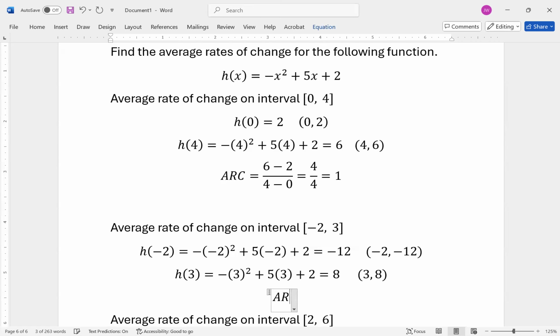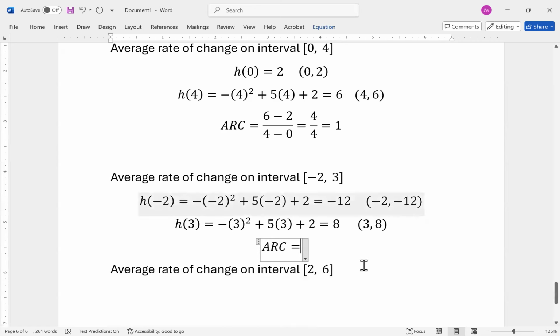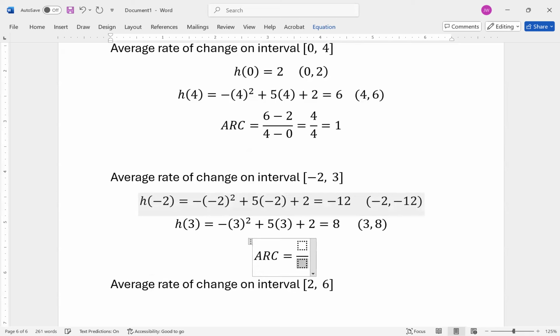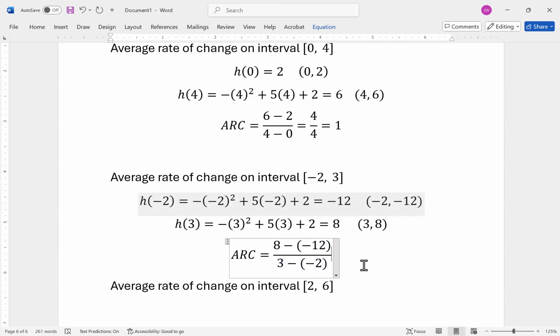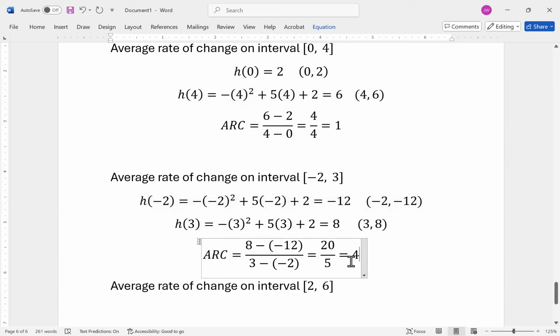Now I'm ready to find the average rate of change. The average rate of change for this function on that interval can be calculated by taking 8 minus -12 divided by 3 minus -2. That's 20 over 5, which is 4. So while on both sections, on average, we are increasing, we're increasing at a much faster rate over the section from -2 to 3 than we are from 0 to 4, again, on average.